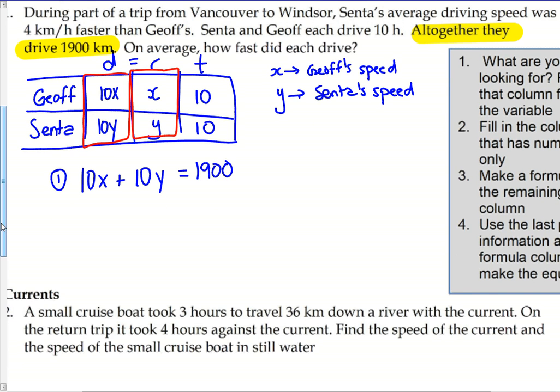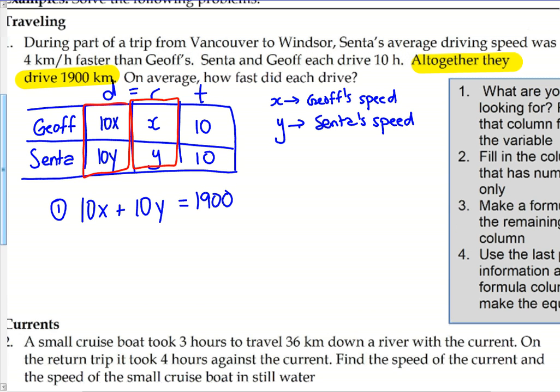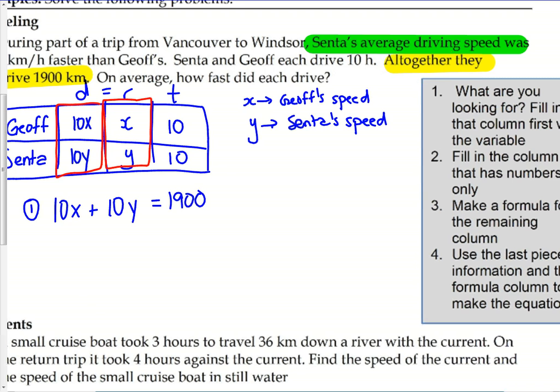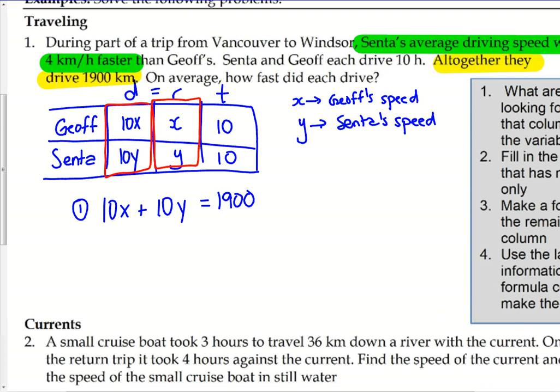Now for our last equation, we need to find a relationship between the rates, because there are variables with the rate. What do they tell us about the rate? Is there something in here about the rate? Okay, so listen very carefully to this. Senta's driving speed was 4 faster than Jeff's. So who was faster? Senta. She was faster by 4.